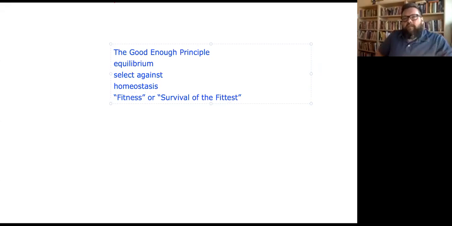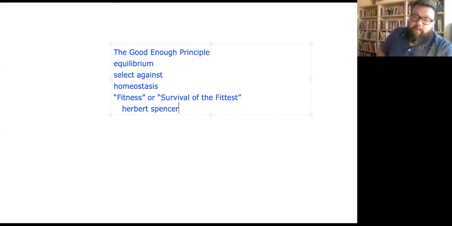Now, we have a problem in evolutionary theory, and that is the idea of fitness. The reason we have a problem, let me tell you the history, because I'm a social scientist, I'm going to give you some history here. The idea of survival of the fittest did not come from Darwin, and it did not come from biology. It came from Herbert Spencer, that guy that I was talking to you about a minute ago. He's the one that came up with that phrase.